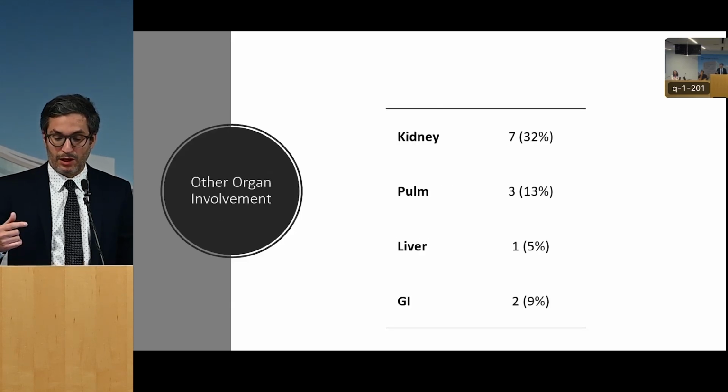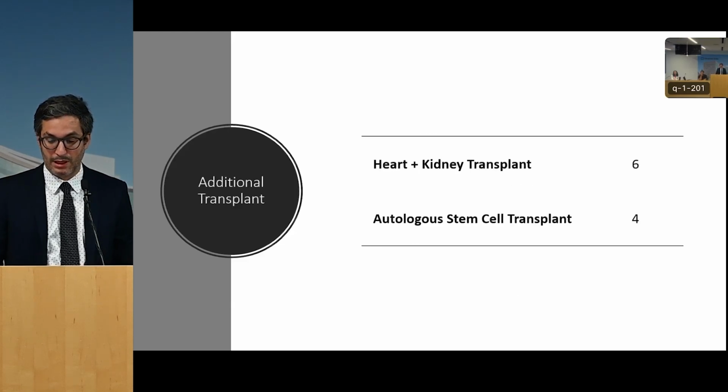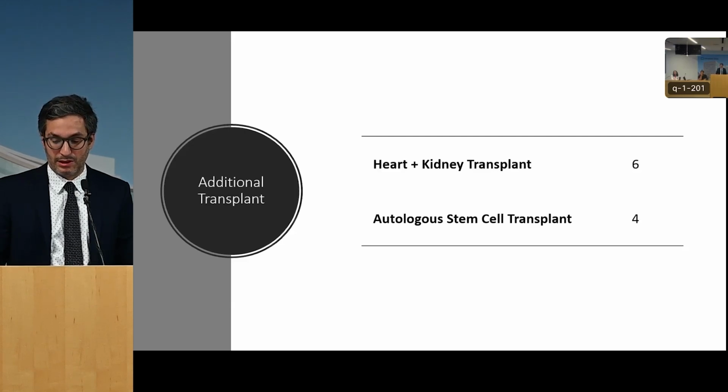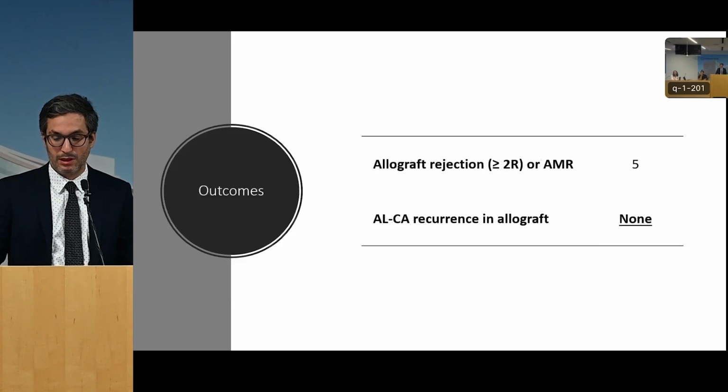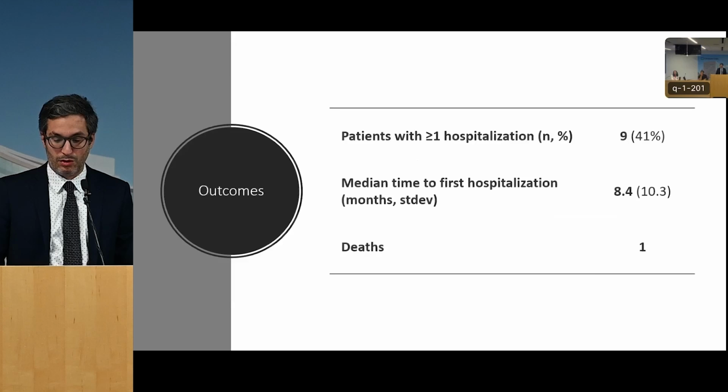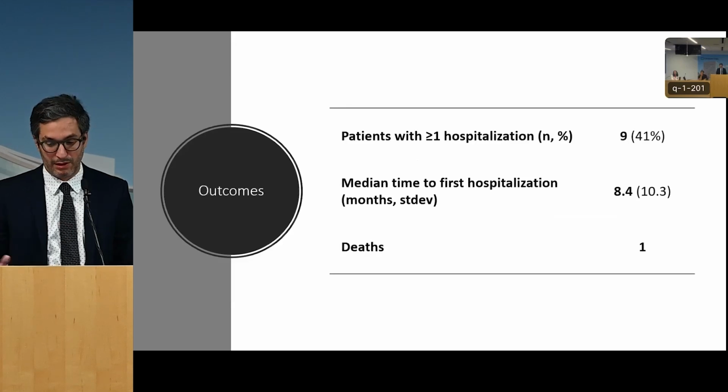Other organs that were involved that we saw were kidney about 32% of the time, lungs about 13%, liver 1%, and GI 9%. We did heart-kidney in 6 patients, and we've done stem cell transplant in 4 of them. And then we saw rejection more than 2R in 5 of those patients. No recurrence in ATTR or AL, so same thing for the AL.